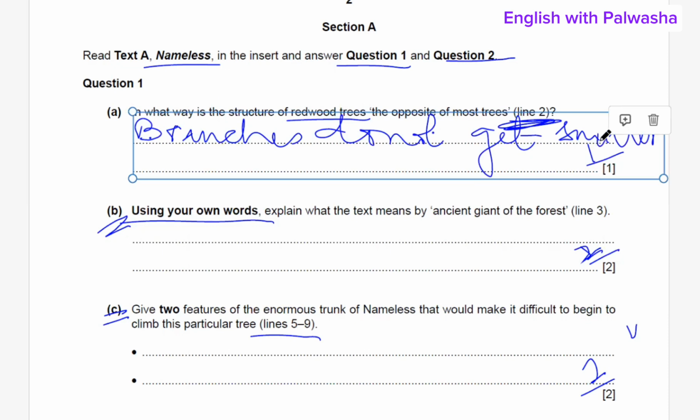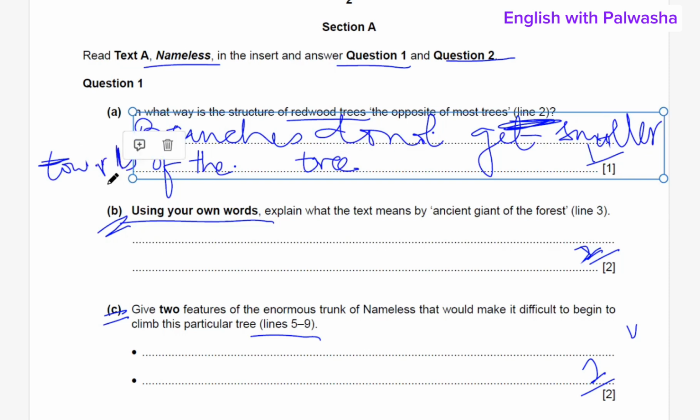This is a problem here. We are unable to write on the PDF properly. Branches do not get smaller towards the top of the tree. Please just follow whatever I'm speaking, because this pen is not at all friendly and is creating a little bit of a problem. Towards the top of the tree.